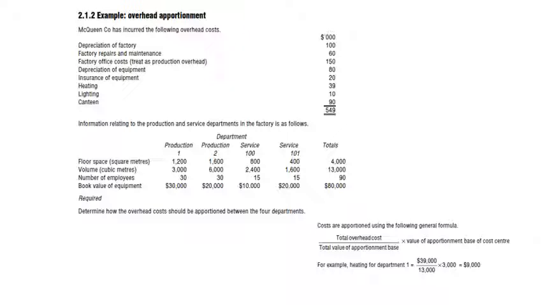So these overheads should be distributed according to these bases. In your book, if you look at page number 52, it would be better for you to first open your book and see page 52. You will see that they have provided all this complete information. Now the requirement for this question is to determine how the overhead cost should be apportioned between these four departments.